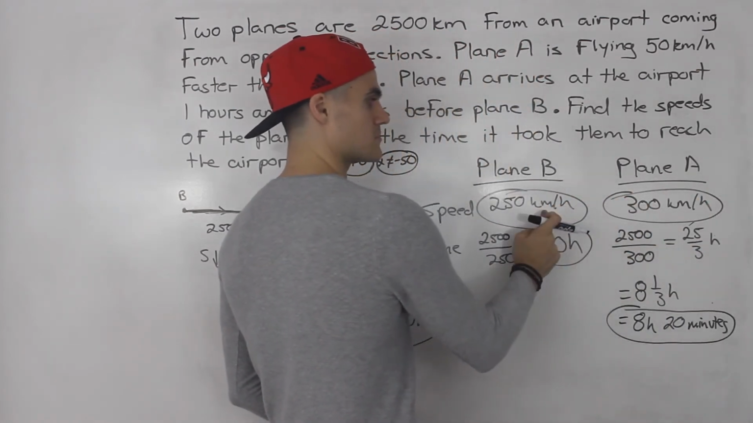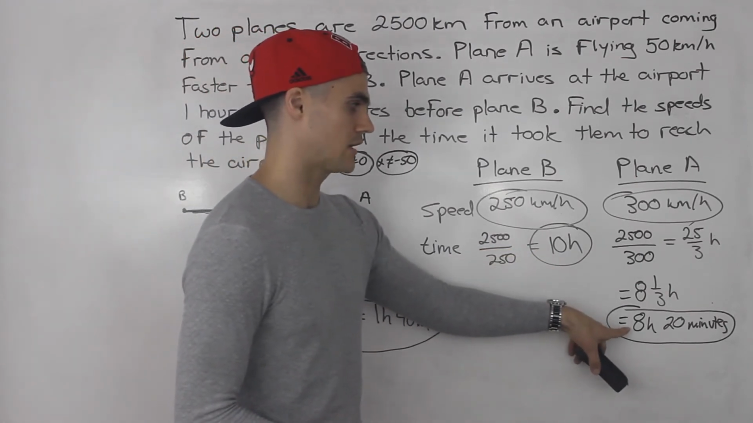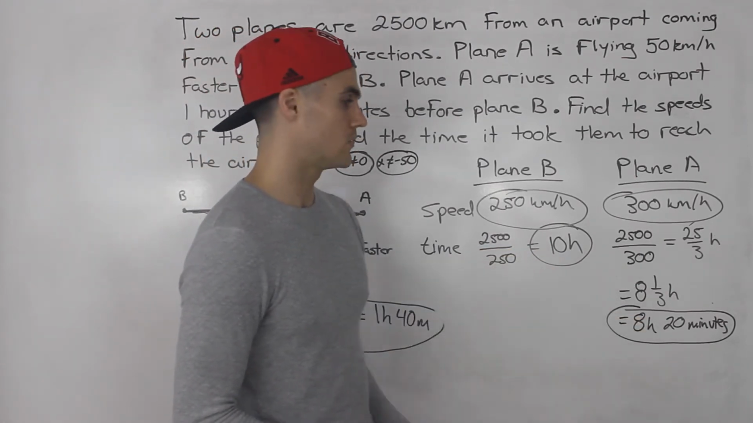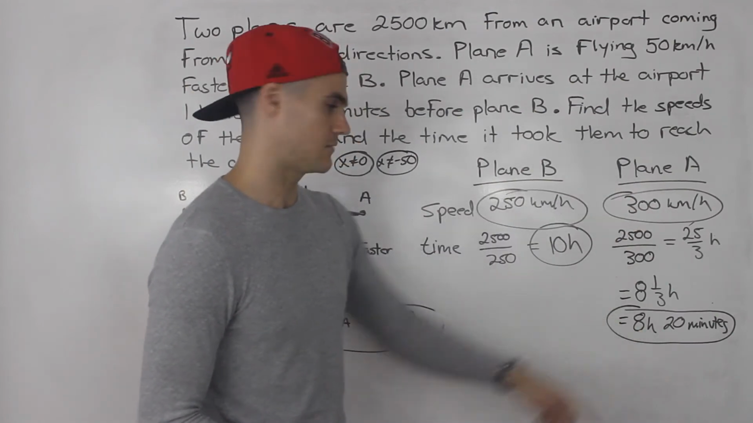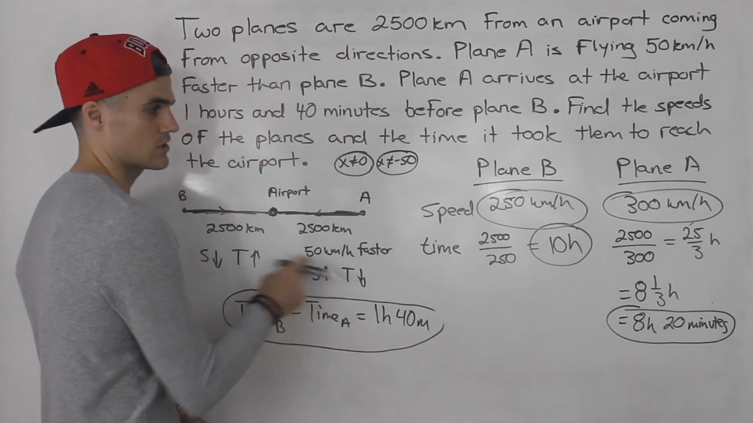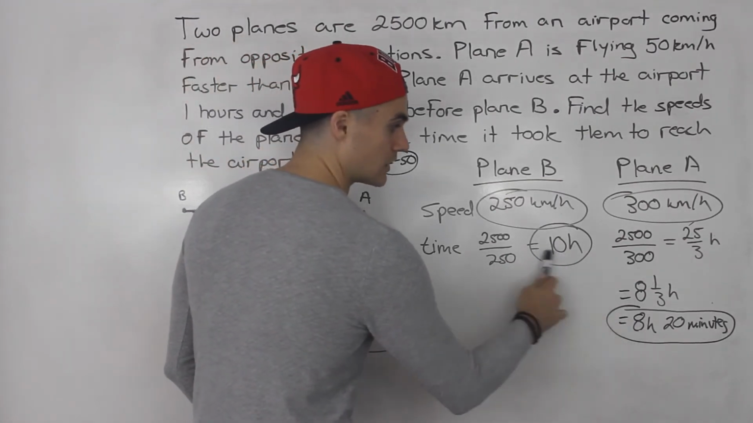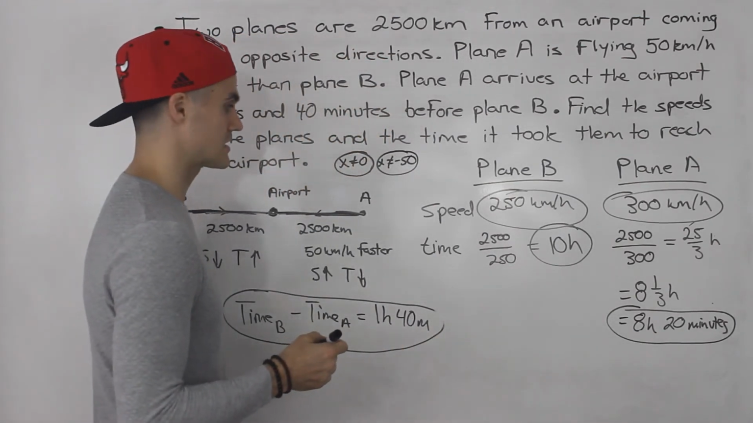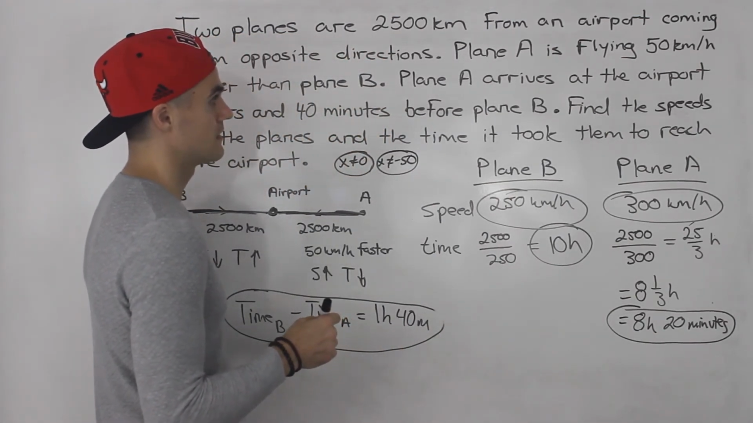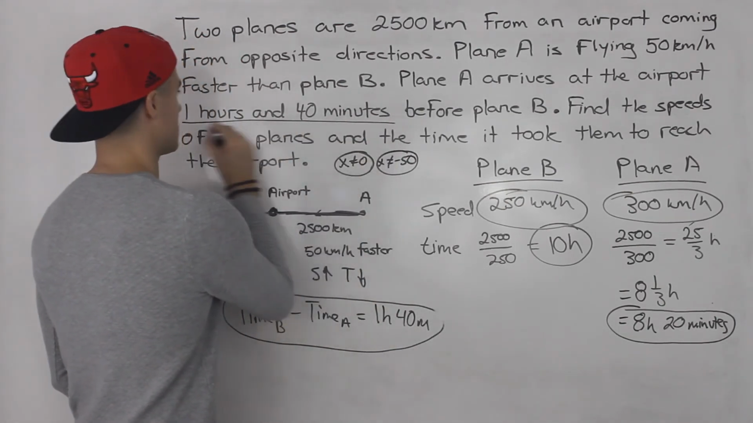Those are the respective speeds. And then the time for plane B is 10 hours. The time for plane A is 8 hours and 20 minutes, which makes sense because plane A is going faster, so it's going to take less time to get there. We mentioned that here. Also notice, what's the difference between these times? 10 hours minus 8 hours and 20 minutes, that gives us a difference of 1 hour and 40 minutes.